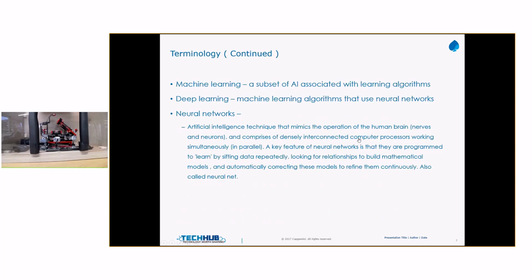The other terms you might hear people talk about are machine learning. Anyone heard that term? So that's a subset of AI. AI is like a generic term. It's a subset of AI, all to do with algorithms that learn. And you might hear this term deep learning. Deep learning is a subset of machine learning, but they use special sorts of algorithms, and they're called neural networks.